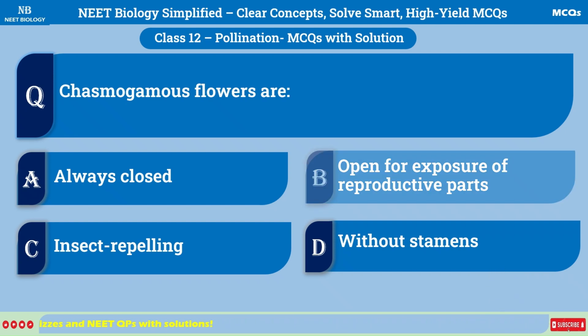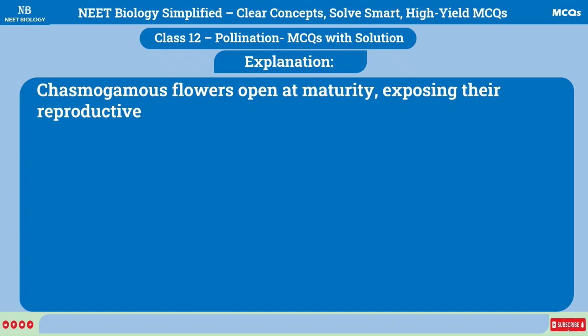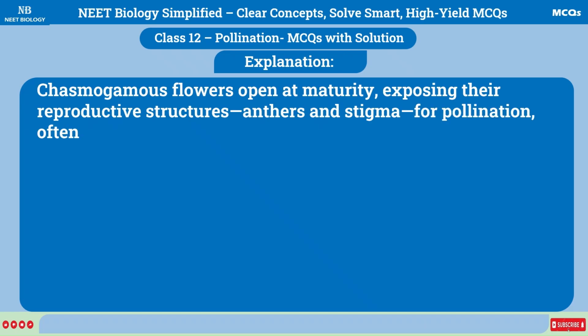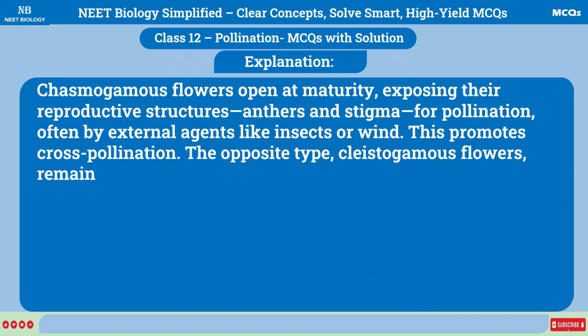Correct answer is B. Open for exposure of reproductive parts. Explanation: Chasmogamous flowers open at maturity, exposing their reproductive structures, anthers and stigma, for pollination, often by external agents like insects or wind. This promotes cross-pollination. The opposite type, Cleistogamous flowers, remain closed and promote self-pollination.